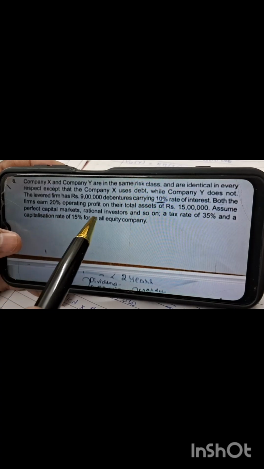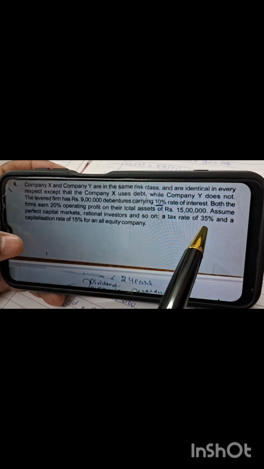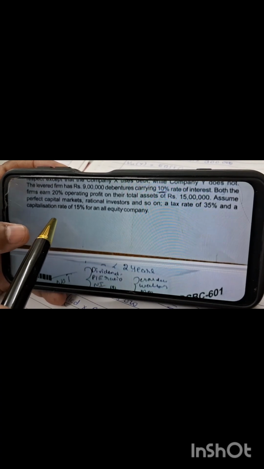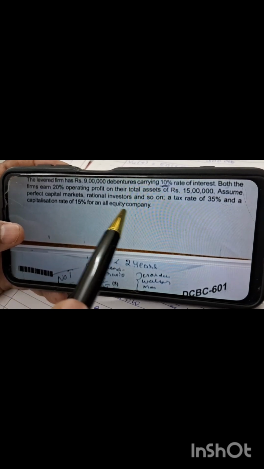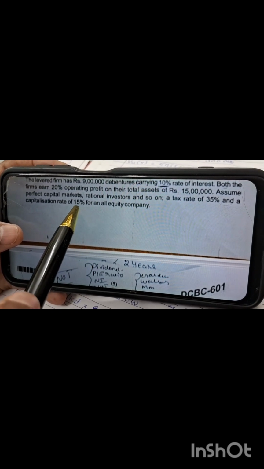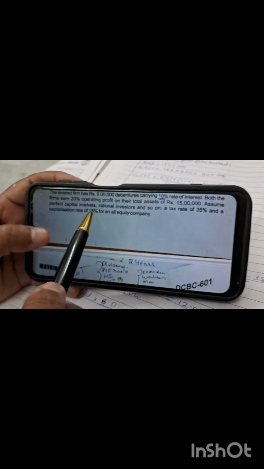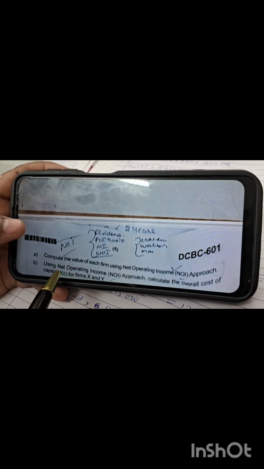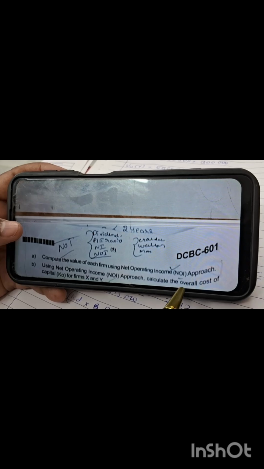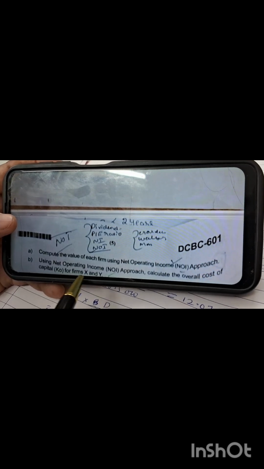perfect capital markets, rational investors, and so on, a tax rate of 35% and a capitalization rate of 15% for an all equity company. So this is unlevered, 15% same. The overall capitalization rate is the same, 15% for the unlevered company. Compute the value of each firm using net operating income. Using the net operating income approach, calculate the overall cost of capital of firm X and firm Y.